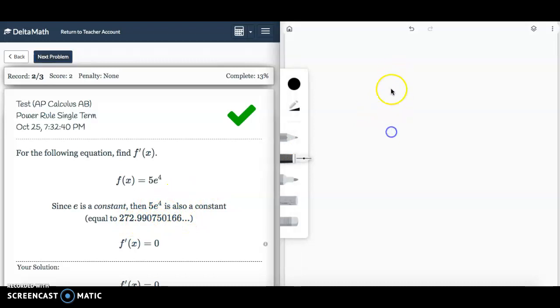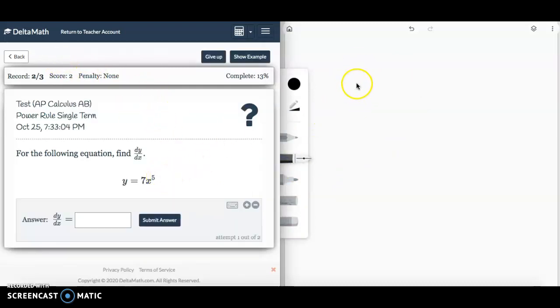Because remember, for any function that's a constant, that means that on an actual graph, regardless of what it is, so in the scenario 272.99, the slope at any point on that constant graph is 0. That's how we know the derivative of any constant is 0.